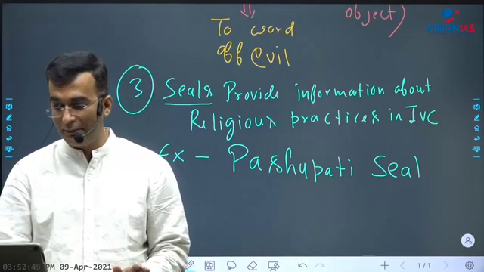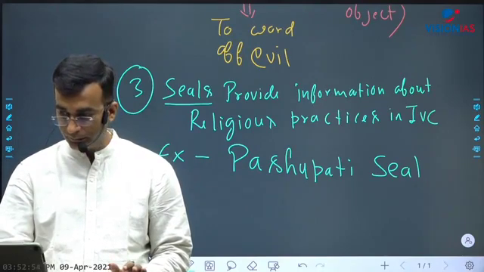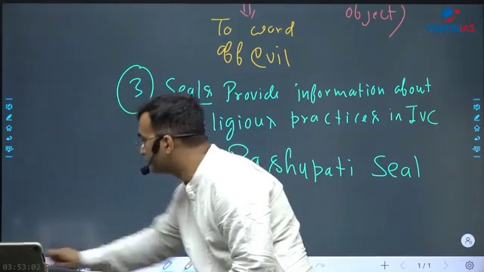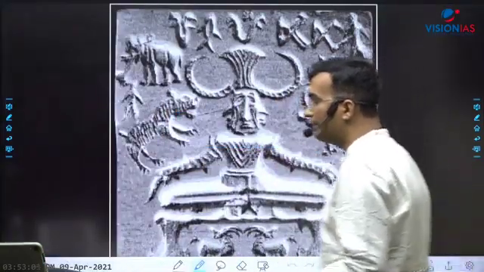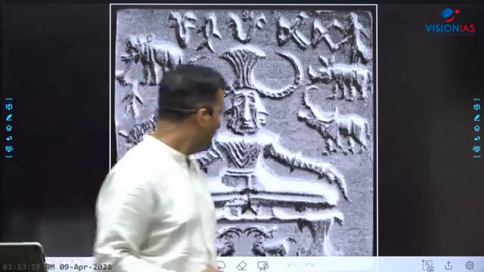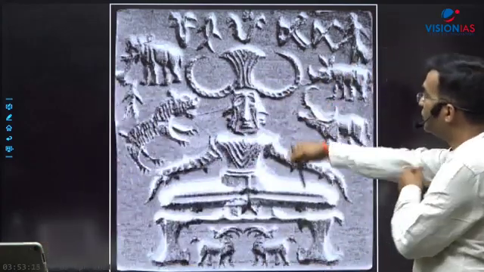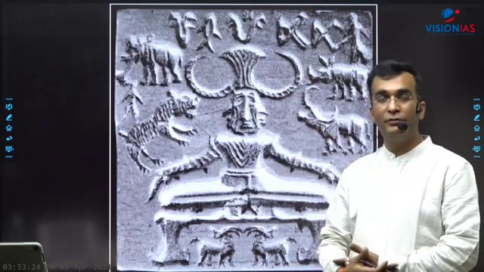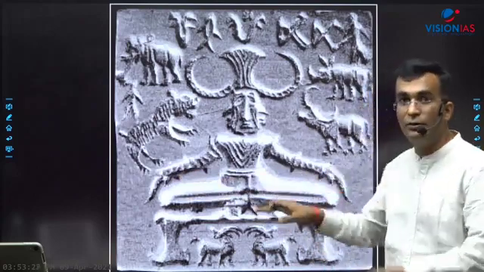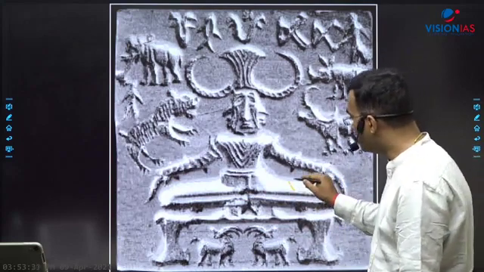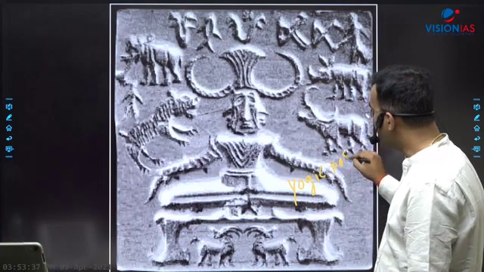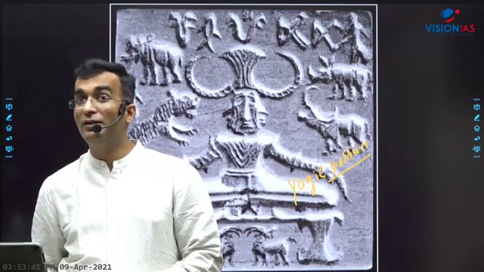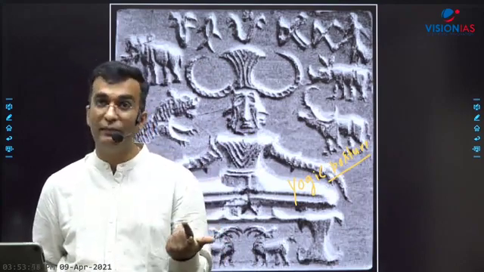Now, looking at the image of what is written as Pasupati seal, we will derive some information. As you can see, this is the image of the Pasupati seal, and it is an image of a person who is sitting in a yogic posture. You see that the legs of the person are folded, and he is keeping his hands on the legs. This is what we call a yogic posture. Now what you can infer from this yogic posture is that some sort of meditation was known to the Indus Valley people, meaning the yoga practices, maybe they were prevalent in the Indus Valley civilization.